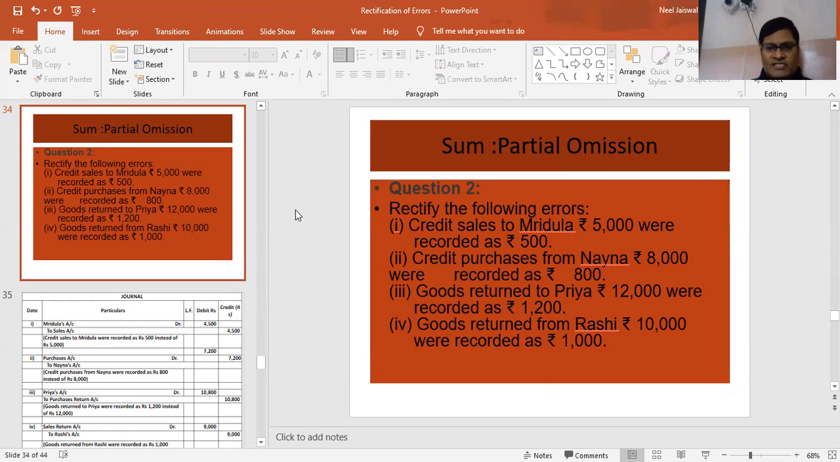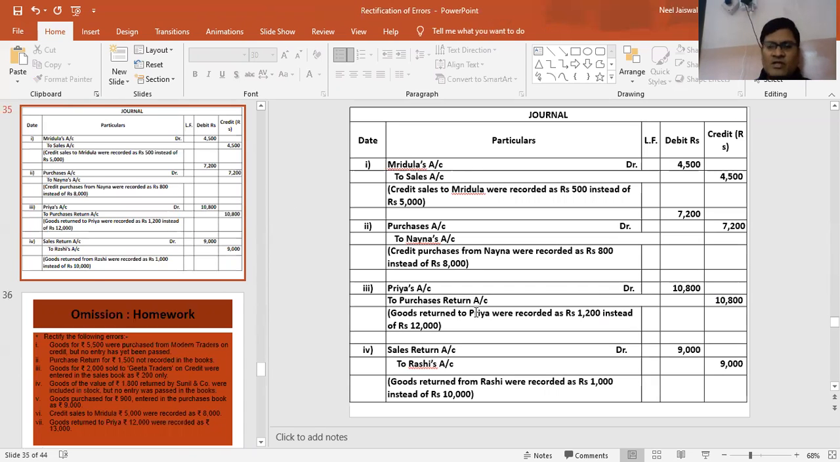Next one is goods returned to Priya 12,000 were recorded as 1,200. So you have recorded 1,200 instead of 12,000. So you have to record further. Priya to purchase return 10,800, 10,800. You have to pass the correct entry, which is 12,000, 12,000. Wrong entry 1,200, 1,200. And rectified entry Priya to purchase return 10,800, the remaining amount.